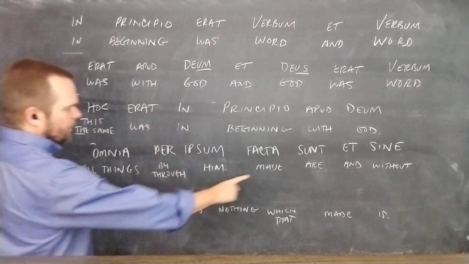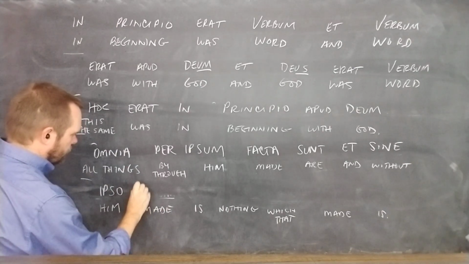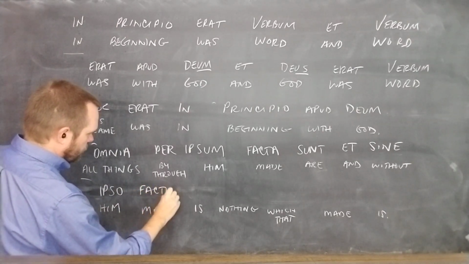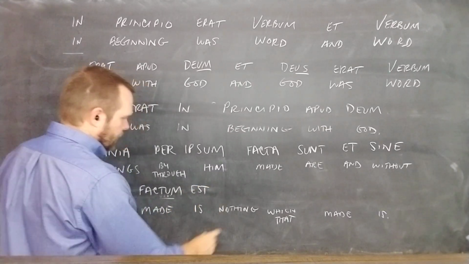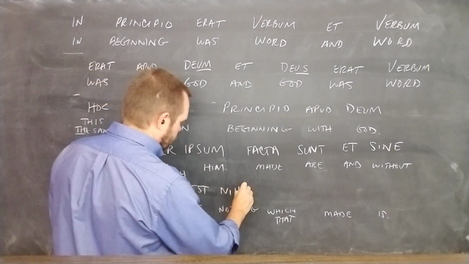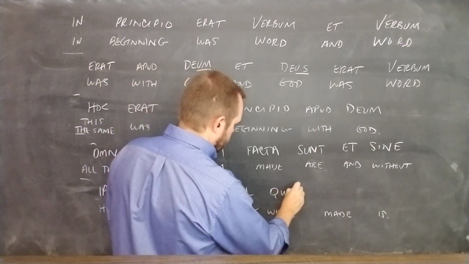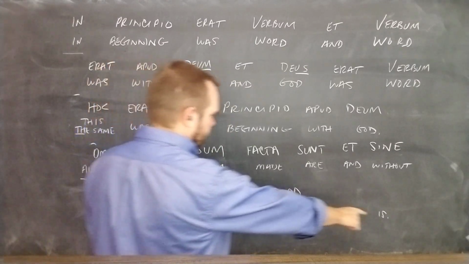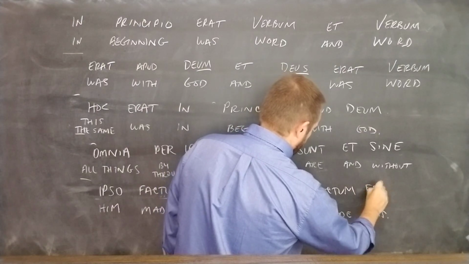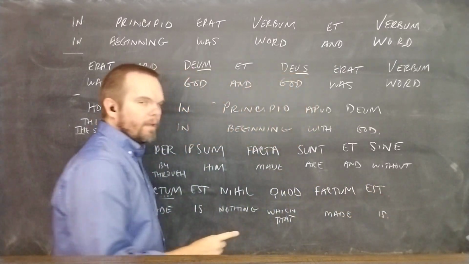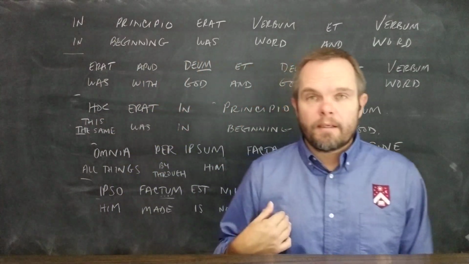Made here, even though it's the same made and made, that was facta, but this one was factum. Was est. Nothing was nihil, which was quod. And made is, again, was factum est. And so now I've worked this second time from English back into Latin.